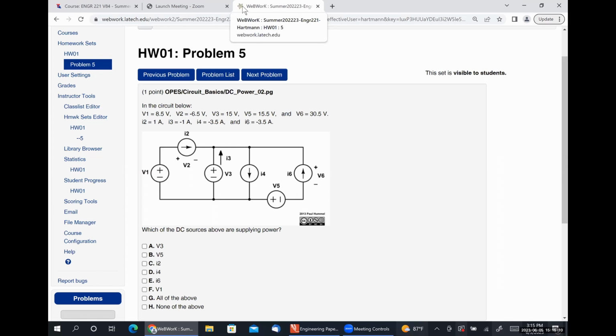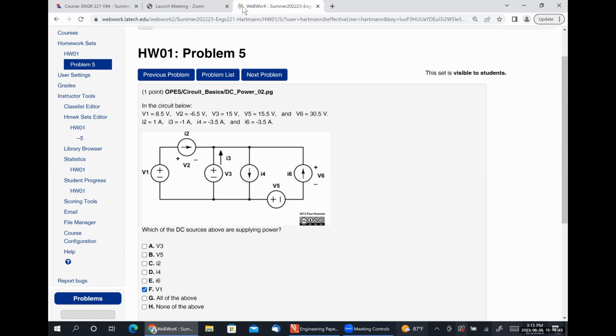Let's just look at the source V1, okay? Whatever current I2 has is flowing into the negative polarity terminal of V1. So if V1 and I2 are both positive quantities, then V1 is supplying power. V1 is positive 8.5 volts for me. I2 is positive 1 amp. So I should check the box for V1.